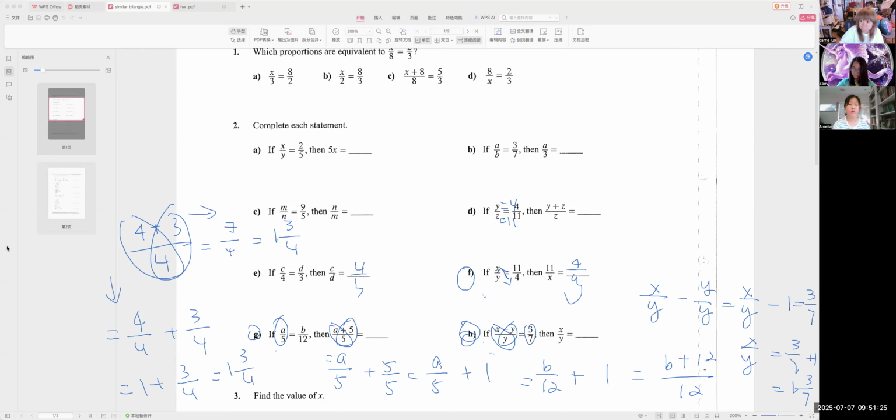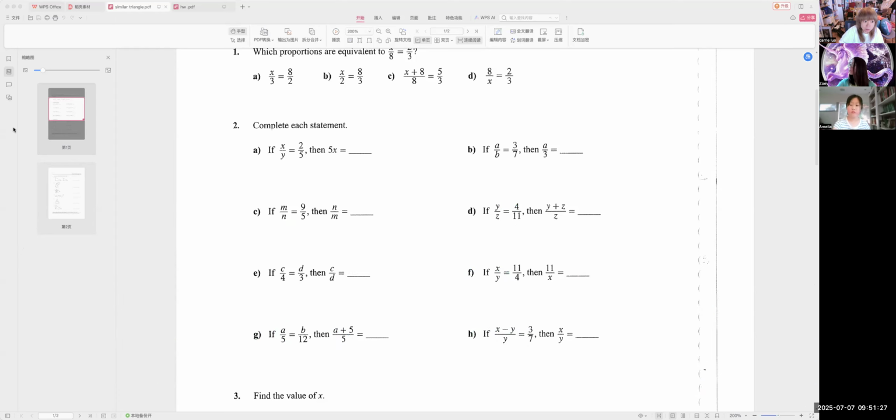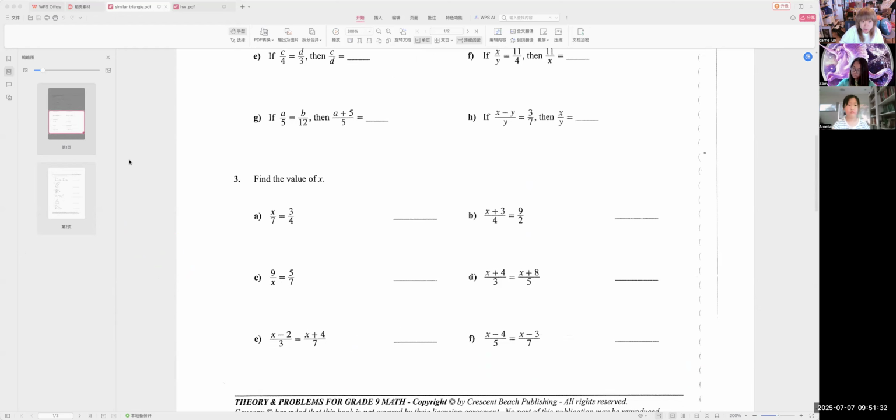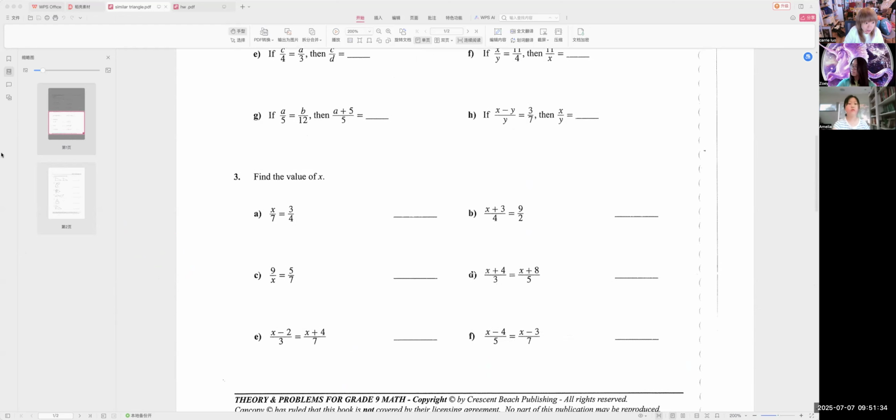Get it? Can you do it? Okay, so let's take a look at this one. So A, B, find the value of x. These ones are very easy. Okay, so A, B, C, D, E, F. Amelia, all together 6 questions. Don't tell me you won't do the ones I didn't draw.